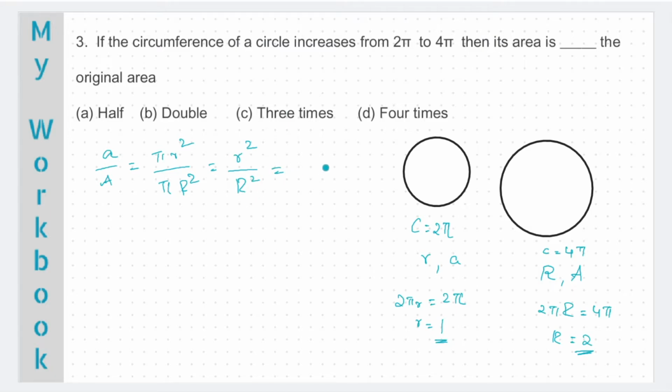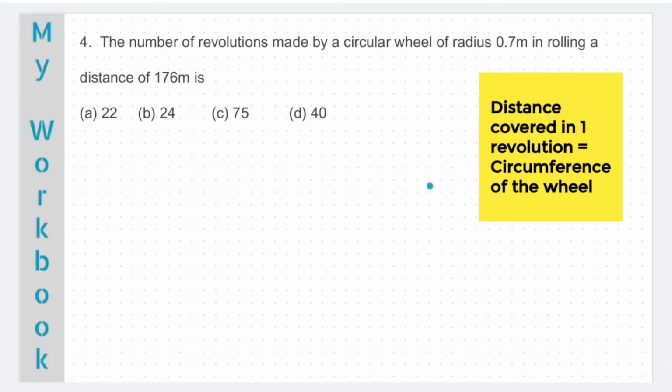Hence r square by R square will be 1 square divided by 2 square, which is 1 by 4. So the bigger area is 4 times the smaller area. Hence option D is the correct answer. Question number 4. The number of revolutions made by a circular wheel of radius 0.7 meter in rolling a distance of 176 meter is. Options are 22, 24, 75 and 40.